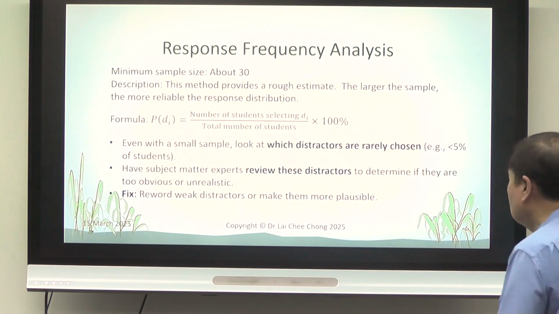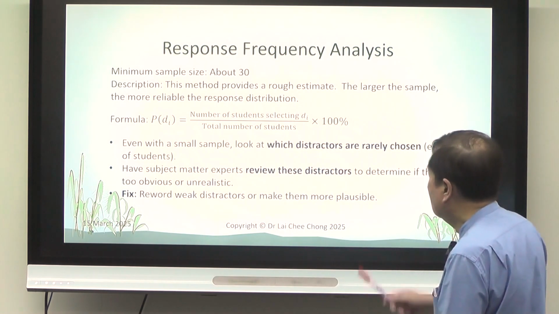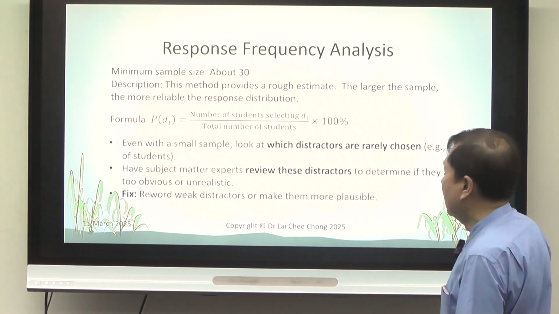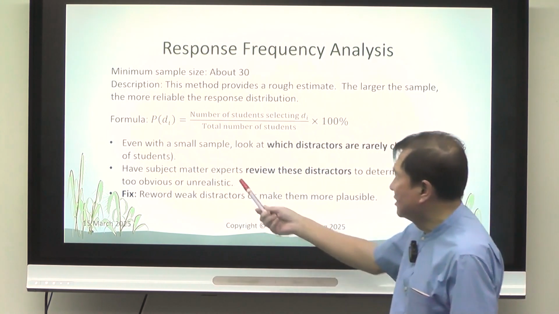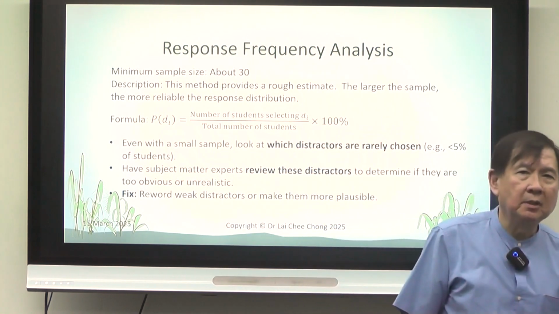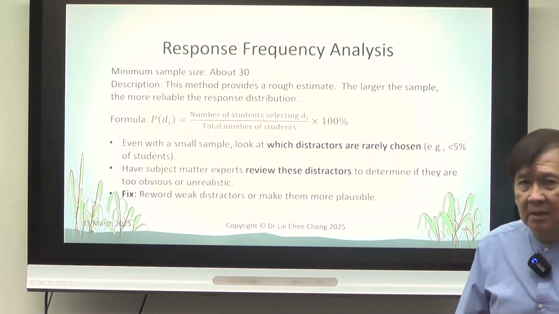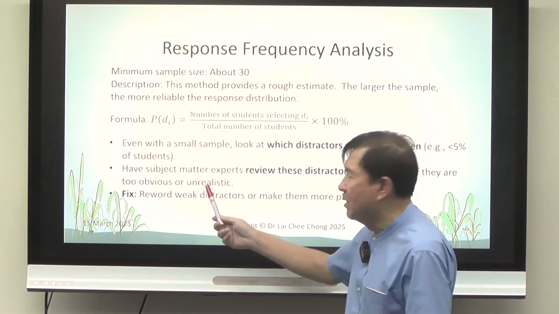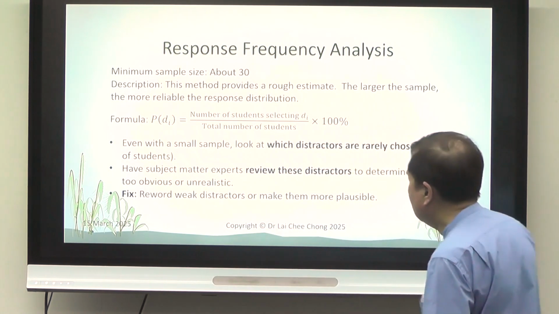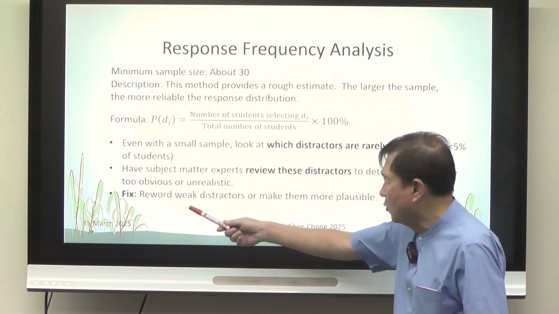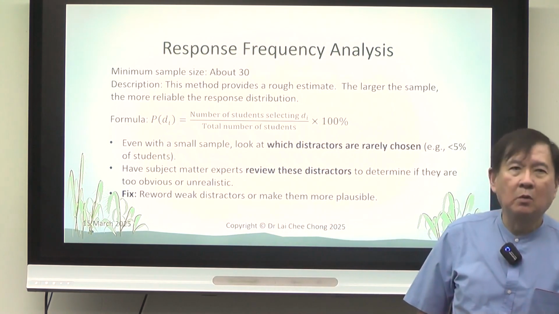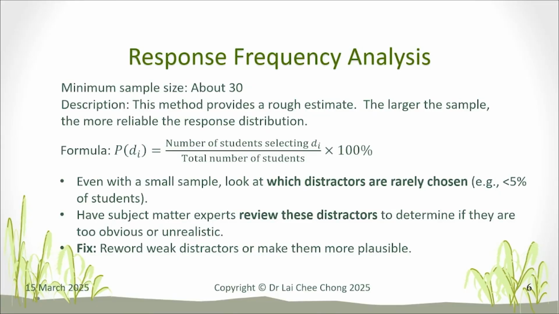Now, if you have a small sample there, my advice is to get some subject matter expert view to look at it. Because if you cannot tell whether or not that's a good distractor, get some expert view, okay, to determine whether they're simply too obvious or unrealistic. And if that's the case, you have to reword the weak distractors to make them more plausible. So that's the whole reason why we need some expert view. Human intervention, not just the statistics as such.